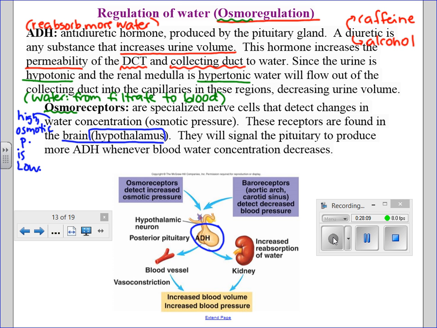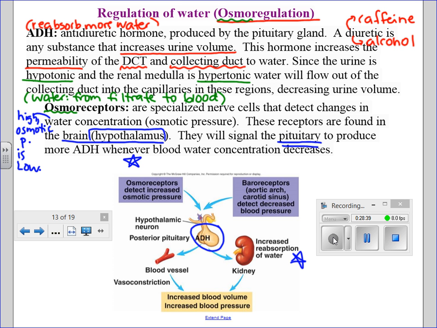Anyways, your hypothalamus has these cells. They have the receptors. And they signal your pituitary gland, which is the source of the hormone, to produce more ADH whenever blood water concentration decreases. So if you take a look at the picture, this is the side that mentions osmoreceptors, but then this part over here talks about your kidney.